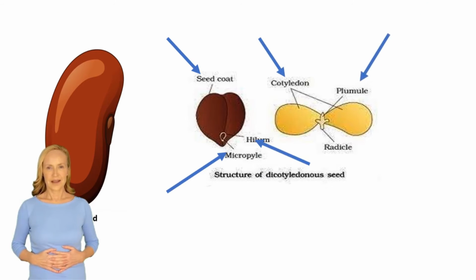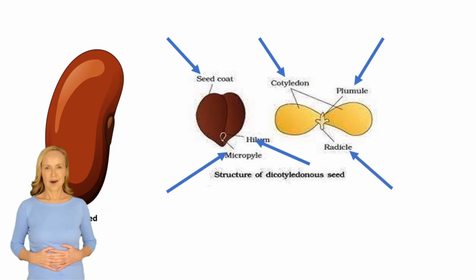The seed coat has two layers, the outer testa and the inner tegmen. The hilum is a scar on the seed coat through which the developing seeds were attached to the fruit. Above the hilum is a small pore called the micropyle.